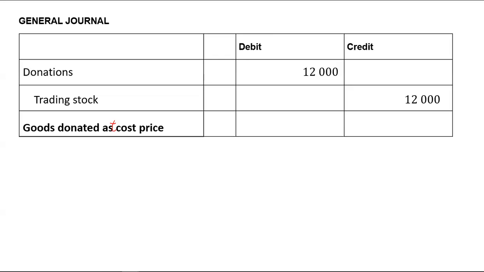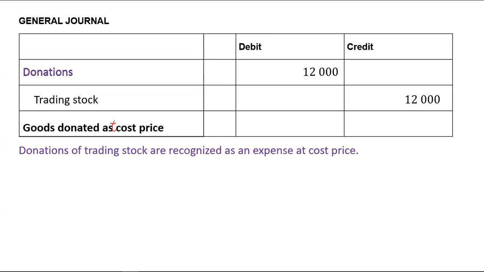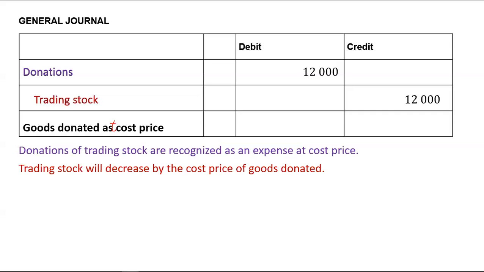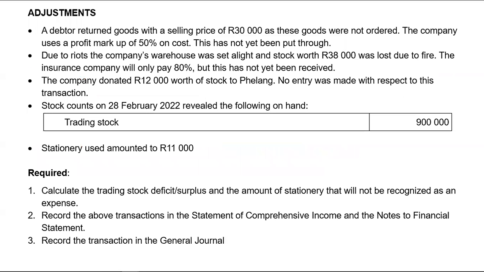Donations is an expense, that's why we are debiting it. And trading stock is decreasing because we have donated trading stock. So it reduces the value of stock that we've got. Okay. After I've adjusted my trading stock, because all those transactions or adjustments affected the value of trading stock I've got in the trial balance, I know that in the trial balance, my trading stock is now sitting at 870,000.